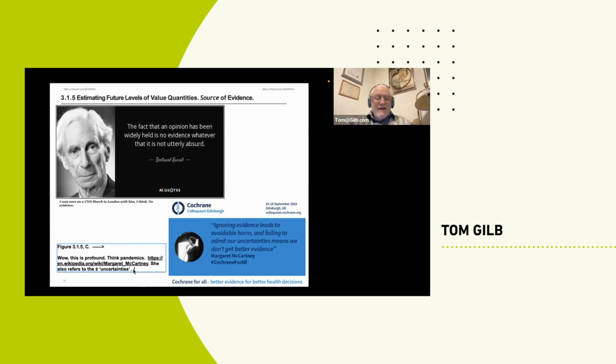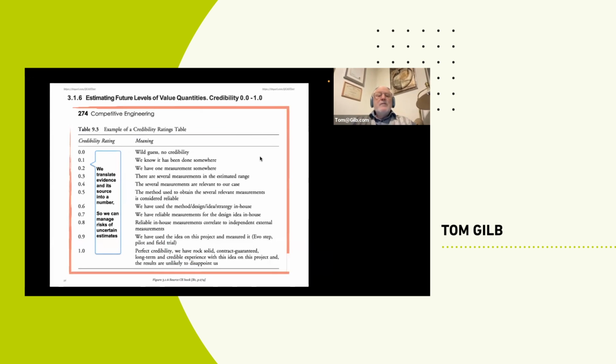And then Margaret McCartney, bless her: ignoring evidence leads to avoidable harm. And failing to admit our uncertainties means we don't get better evidence. Wonderful, Margaret. Maybe we should have her hold a talk. Margaret.